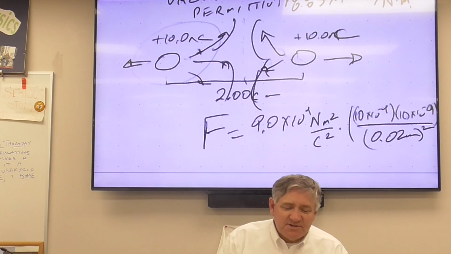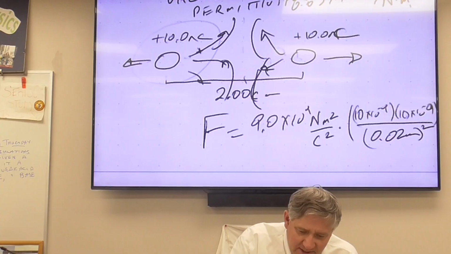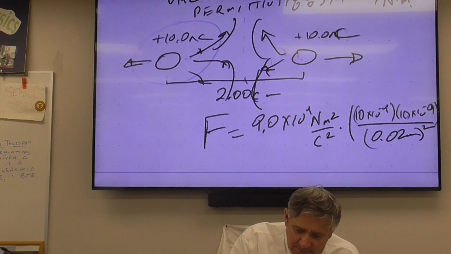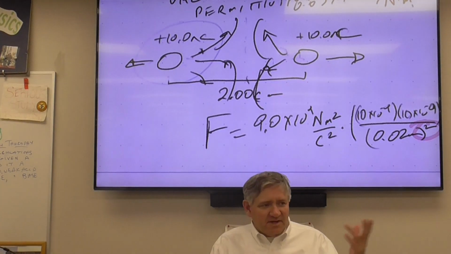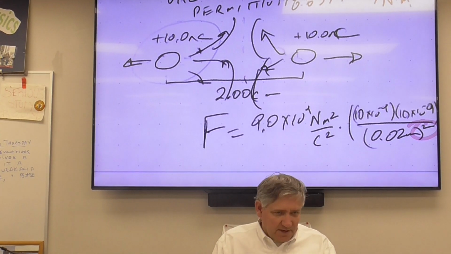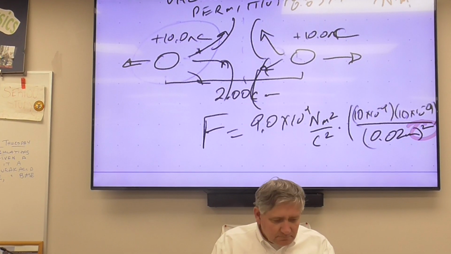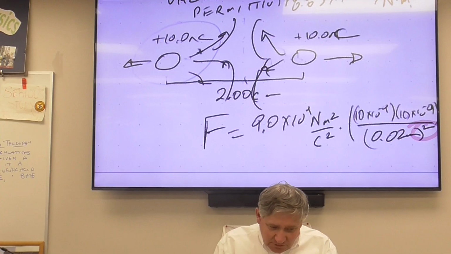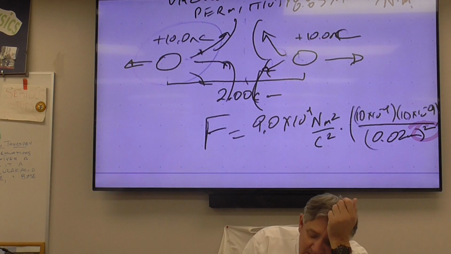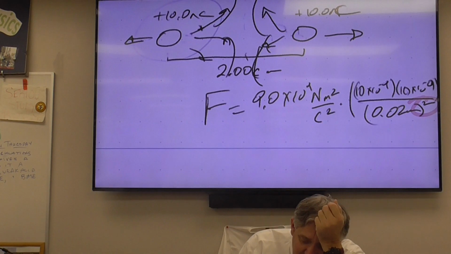Anyway, here's what you're going to do wrong. You're going to get all excited, use calculators on this, and then you're going to forget to square that bottom number. Probably. Anyway, so what do you get? Somebody run the numbers. What do you get?